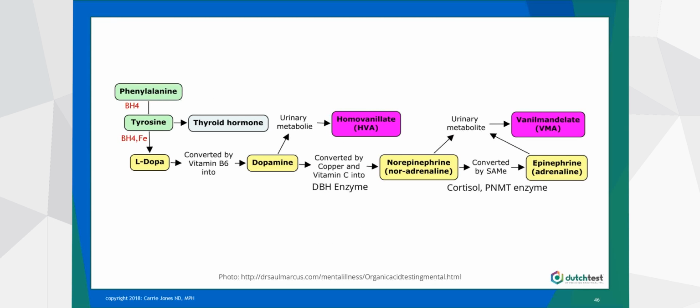For those of you who need a visual, phenylalanine uses biopterin to turn into tyrosine. Tyrosine turns into L-DOPA with biopterin and iron. That's converted into dopamine. Remember, dopamine doesn't cross the blood-brain barrier. L-DOPA does. Dopamine can turn into norepinephrine with copper and vitamin C or become HVA. And norepinephrine can turn into epinephrine with cortisol, SAM, and PNMT enzyme from the PNMT SNP. Or it can turn tail and become VMA if those things aren't available.